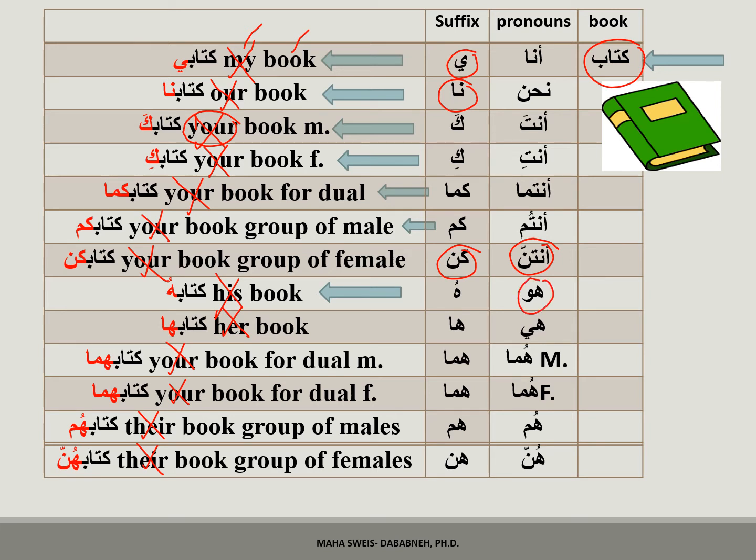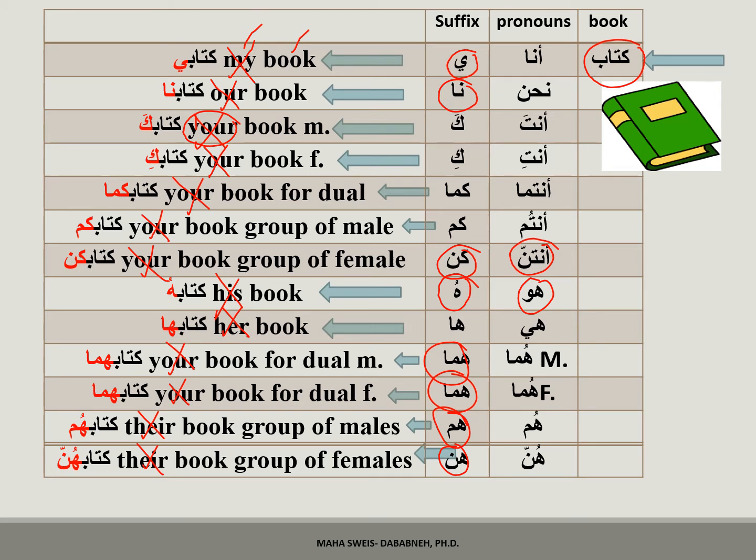For هو, we suffix هاء ضمة, we say كتابه. For هي, كتابها. For هما, both of them are the same, we suffix the same pronoun هما. كتابهما. For هم, we suffix the pronoun هم. كتابهم. For هن as well, we suffix the pronoun, كتابهن.